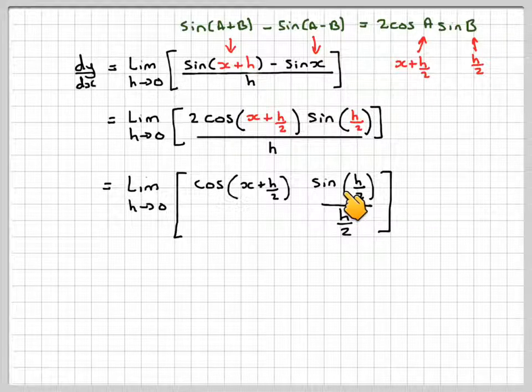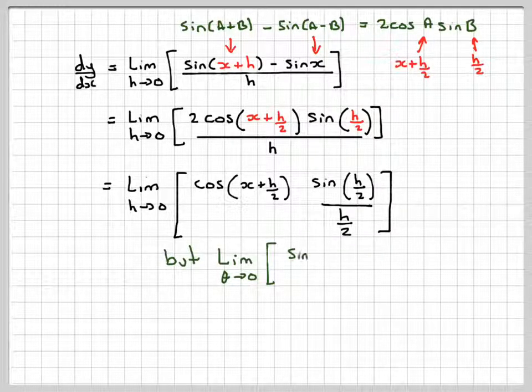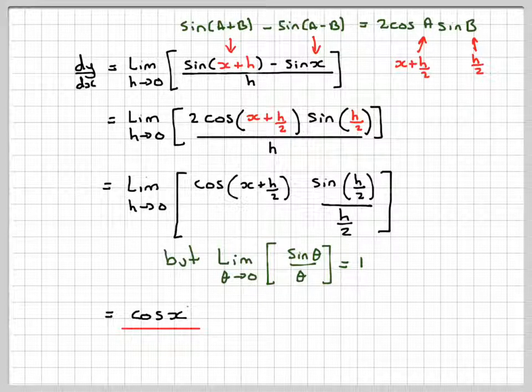Now this is the same as sine theta over theta when theta is small. We've already discovered by our small angles that the limit as theta goes to 0 of sine theta over theta will be equal to 1. So this bit will be equal to 1, and when h goes very, very small, we can ignore this bit here, and we can just say that the derivative is cos x. So if we've got y is equal to sin x, dy by dx is going to be cos x. It makes life easy.